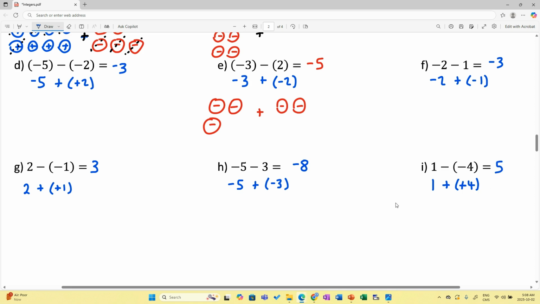Now remember, you only want to use keep, change, change when you're subtracting integers. So when the sign between them is a negative, that's when you use keep, change, change. Otherwise, if it's just adding integers, just simply draw your circles and start canceling out the positives with the negatives. And you want to add all the negatives together with each other and all the positives together with each other.